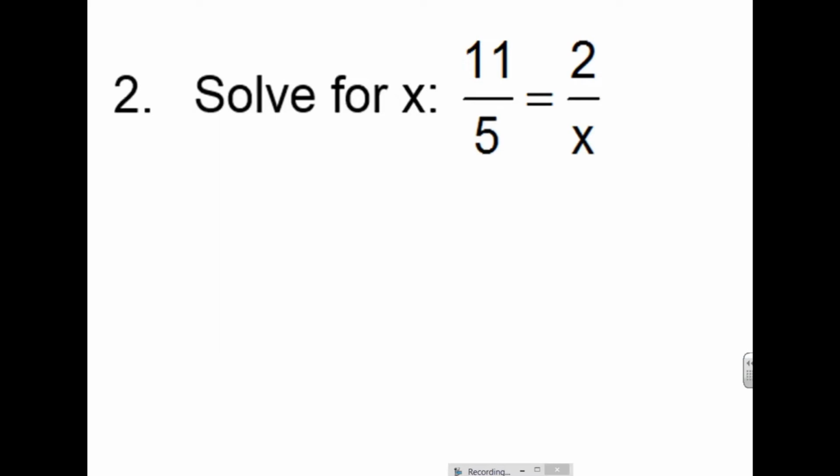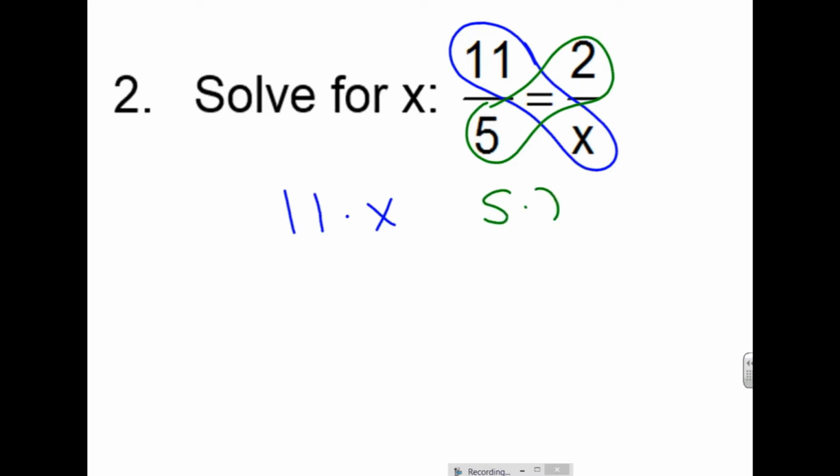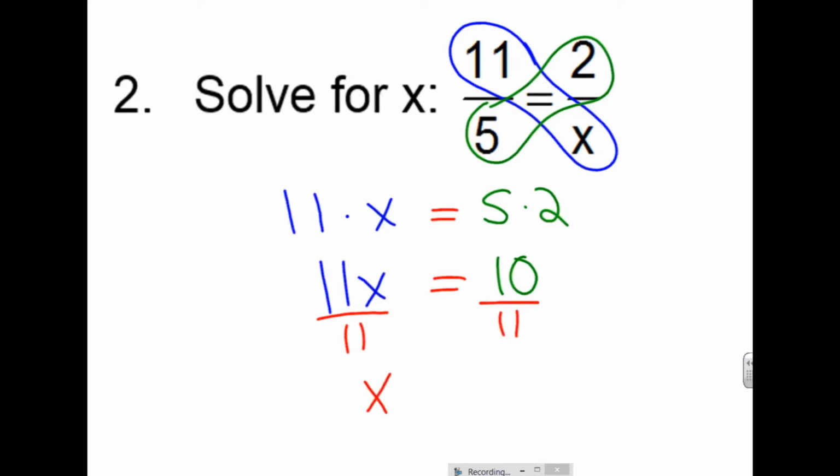Problem number 2 is just like problem number 1: cross multiply. We're going to have 11 times x, and also 5 times 2, and we're setting them equal. 11 times x is 11x. 5 times 2 is 10, with an equal sign in the middle. Our last step is to divide both sides by 11. Since 10 does not divide by 11 nicely, we leave our answer as 10 over 11.